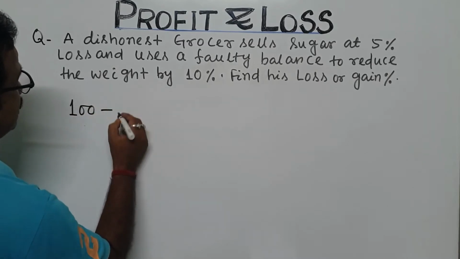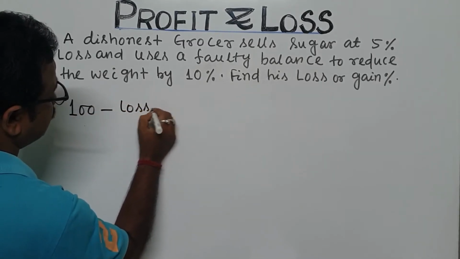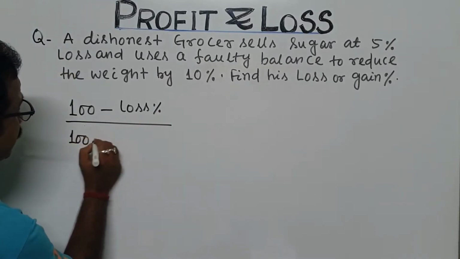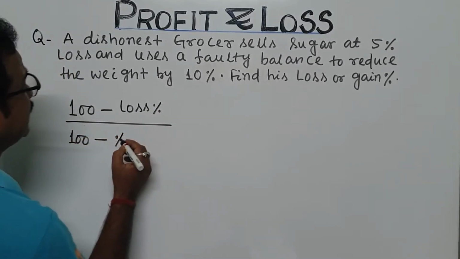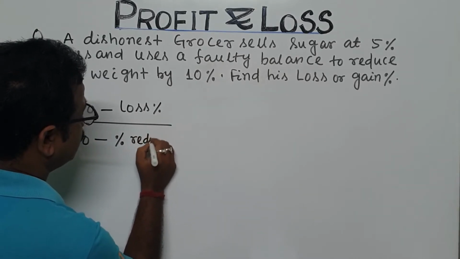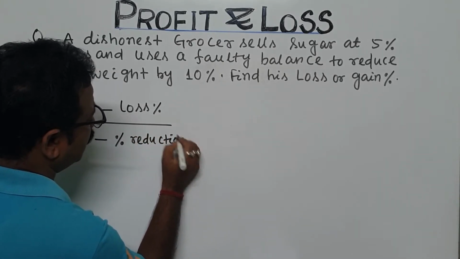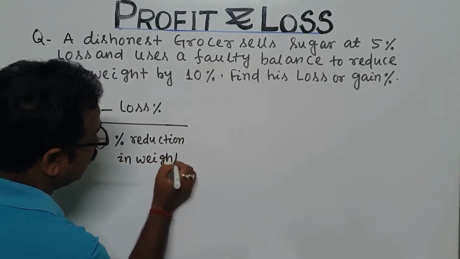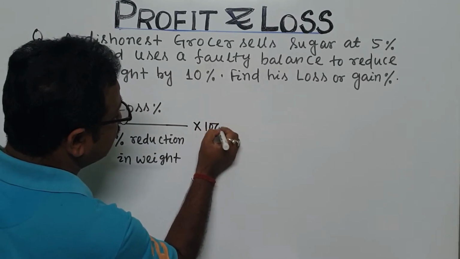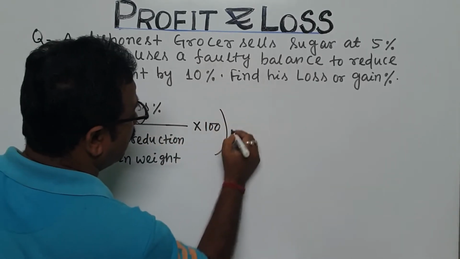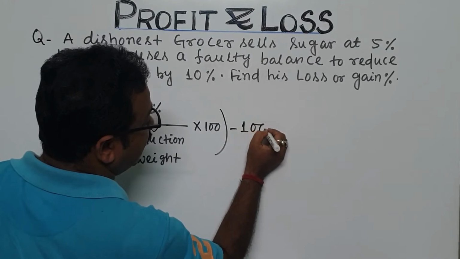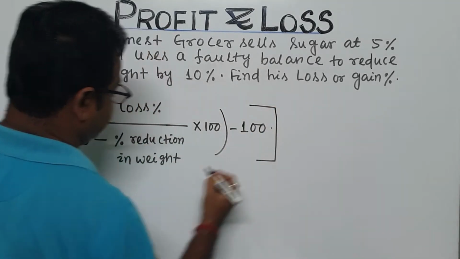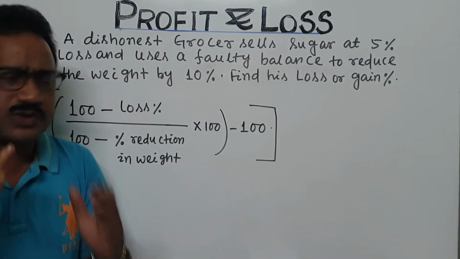100 minus loss percent by 100 minus percentage reduction in weight into 100 minus 100. So this is within the box. Okay, so now we'll solve this one.